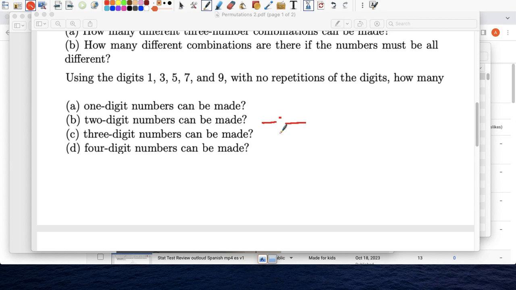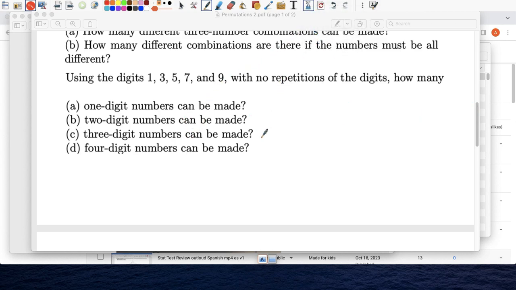Two digits. Okay? So we're taking 5, 2 at a time. So 5 factorial over 5 minus 2 factorial, so it would be 5 times 4 times 3 times 2 times 1 over, and 5 minus 2 is 3, so 3 times 2 times 1. Simplify, simplify, simplify. We get 20. So we can get 20 different arrangements.